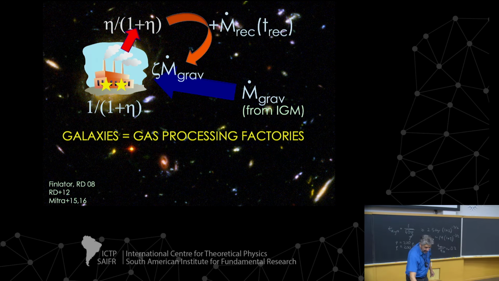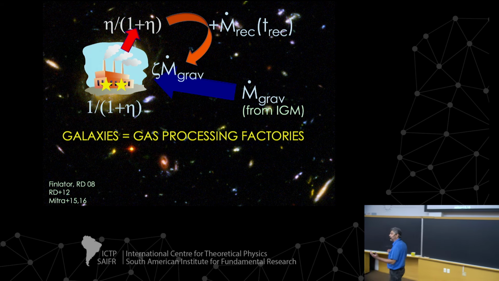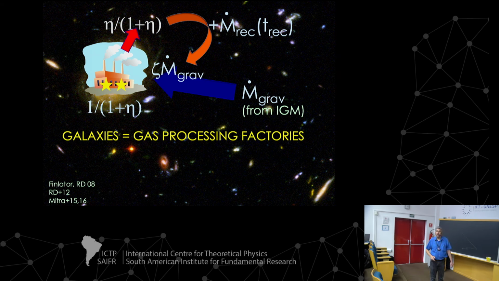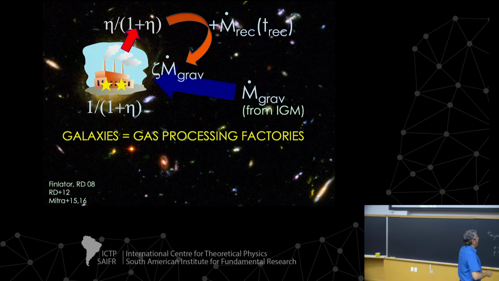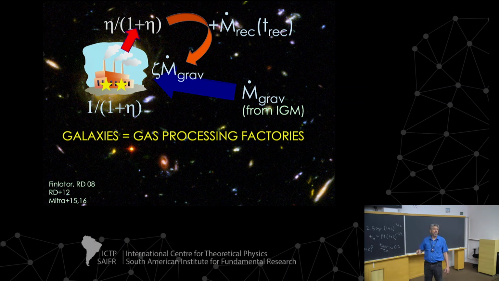But of course, we have an environmentally friendly factory, so we recycle as much waste as we can. So there is some recycling that goes on, and that adds to this gravitational inflow. There are many ways to parameterize this. One way is using a recycling time. So let's say, what is the typical time that once you eject a material, it stays out? And again, this might depend on mass, redshift, all kinds of things.